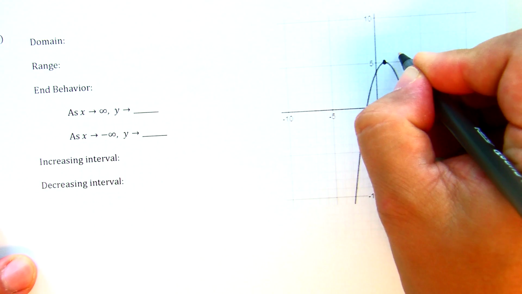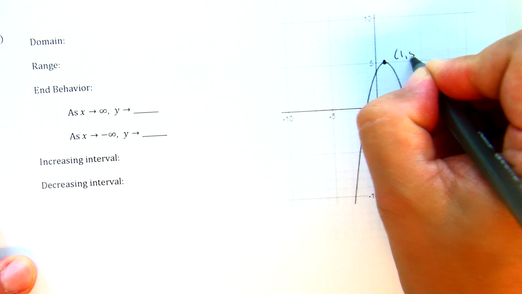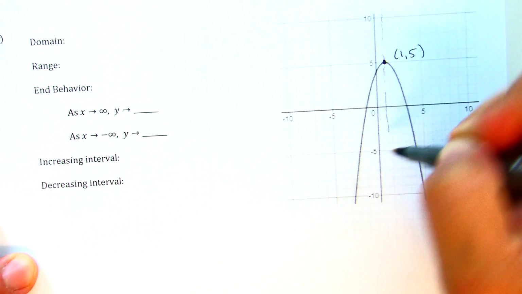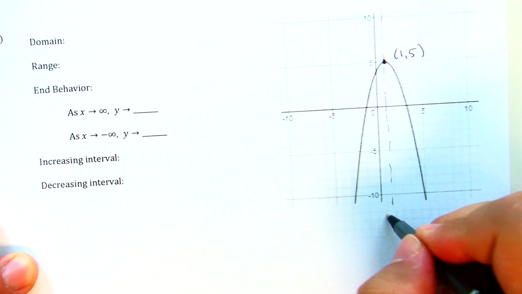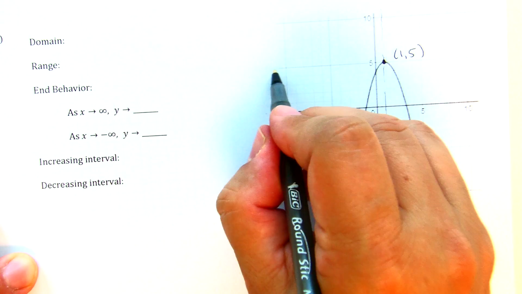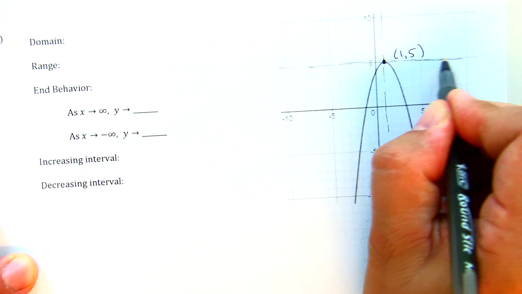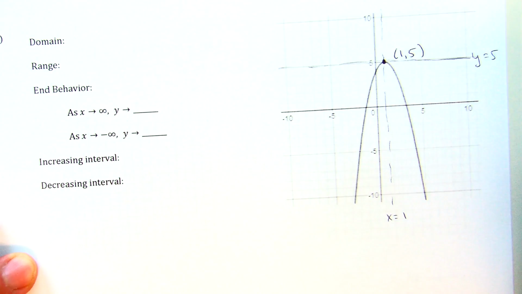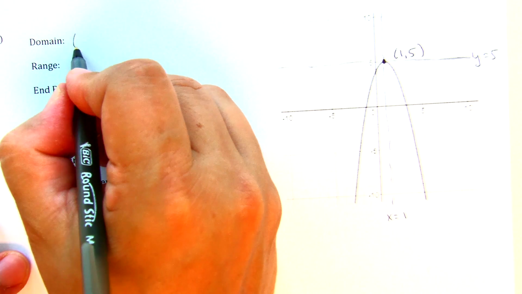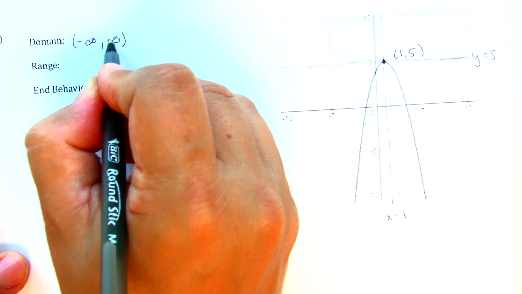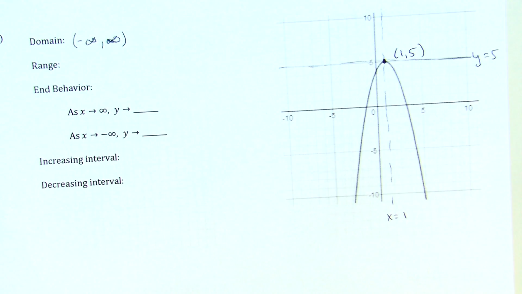Our vertex is here, at 1, 5, which means that our axis of symmetry is at x equals 1. And the graph tops out here, at y equals 5. Our domain, every time, is -infinity to infinity. There will be graphs that don't have a domain of all real numbers, but we haven't gotten to any of those kinds of functions yet.